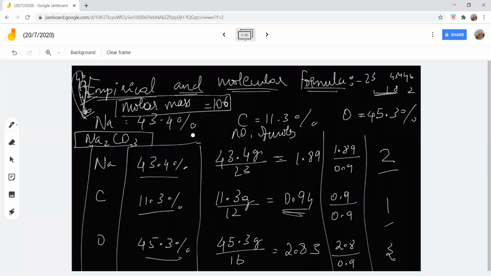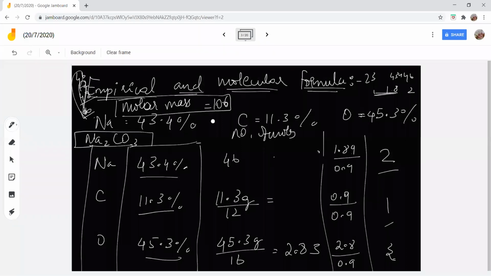How will you find out what 43.4% of 106 is? 106 into 43.4 divided by 100, correct? So you get approximately 46 grams. Understood, students? So I'm erasing it. Remember these values: 1.89, 0.9 and 2.83. So here I'll get 46 grams.